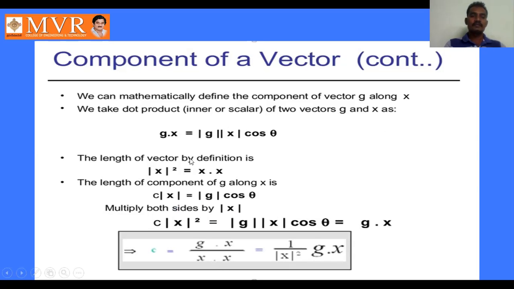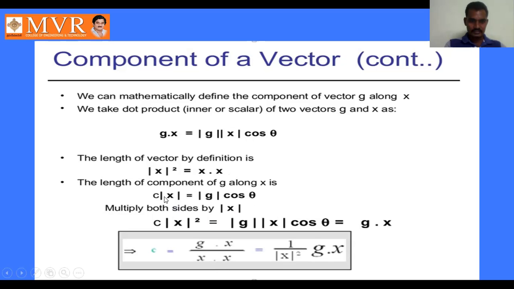The length of the vector by definition is |x|², and |x|² is equal to x·x. The length of the component of g along x: we can express one vector along another vector as g = cx. So here the length is c|x|, and you can express this as c|x| = |g| cos θ.